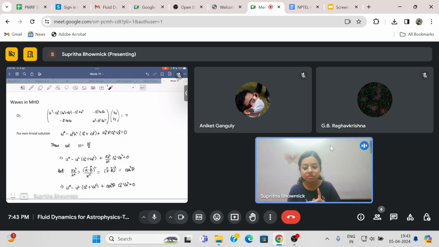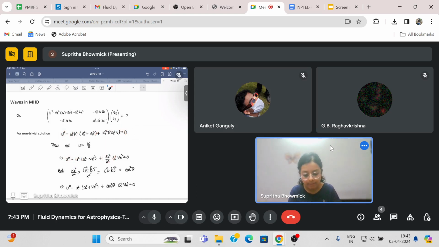And then to simplify this, to make sense of this equation, you study it in terms of the phase velocity, which is omega by k. You divide this equation by k to the power of 4. This term gives you u to the power of 4. This gives you a u square. This entire thing gives you a kz square by k square.